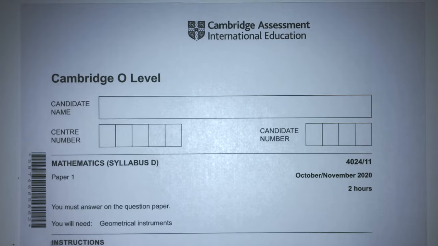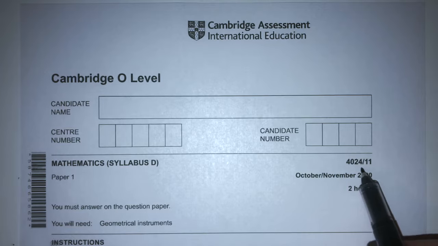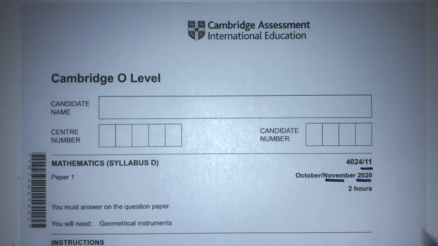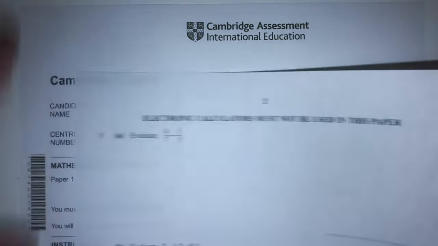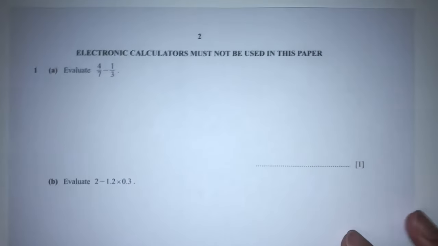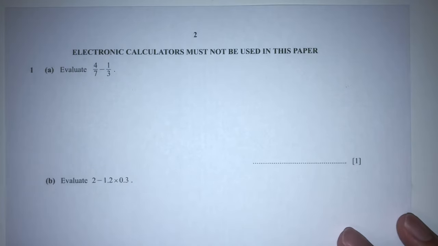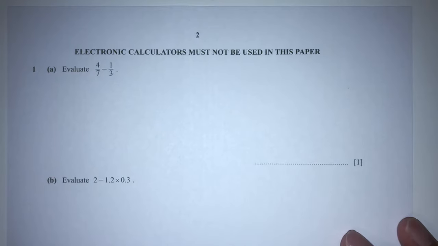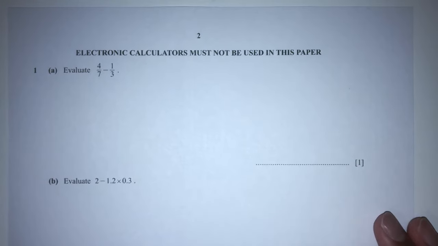This one is paper 1-1 of November 2020. Okay, so let's move on to question number 1. So here we have evaluate 4 over 7 minus 1 over 3. I think we have done this kind of question so many times now.